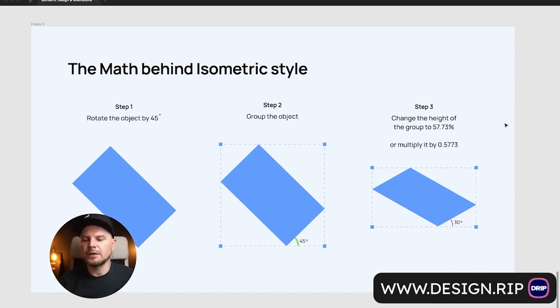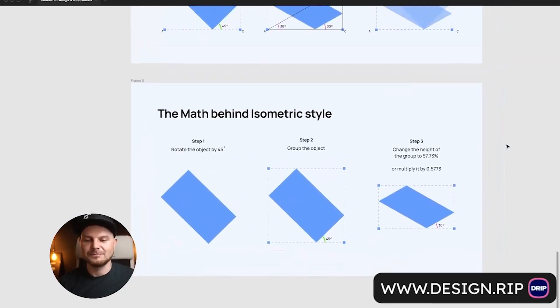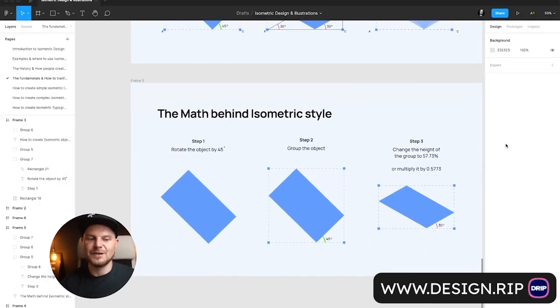The only reason I don't like to multiply is that in this case I will put a formula and you will need to put more numbers. Instead, I just use 57.73% and it's much faster. This is how to create isometric projection without anything, just using Figma. As simple as that.